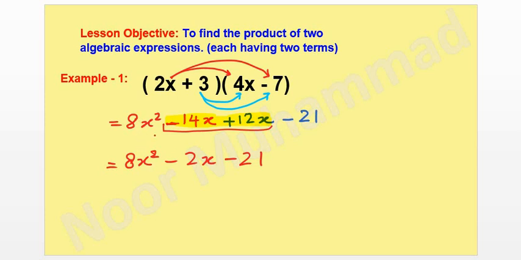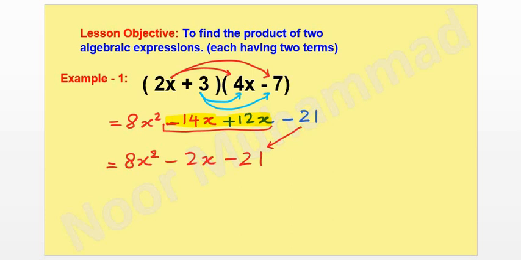It does not have any like term, so it will remain as it is. This is the constant term. It does not have any other term to be solved with it, so it will remain negative 21. Only these two can be solved with each other, so it is giving us negative 2x. This is the final answer. All our questions are going to be solved in this way.